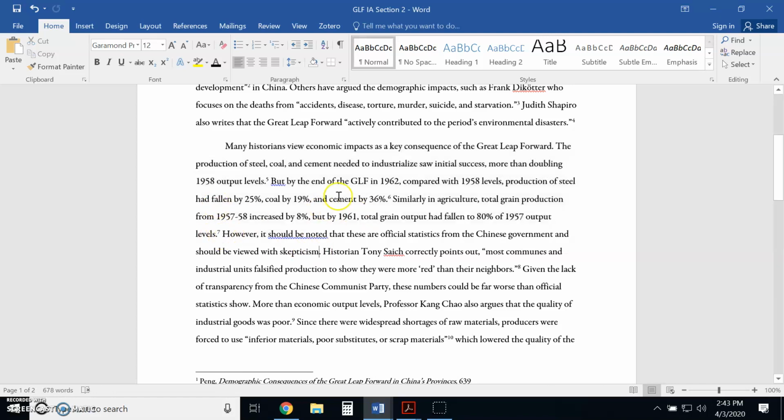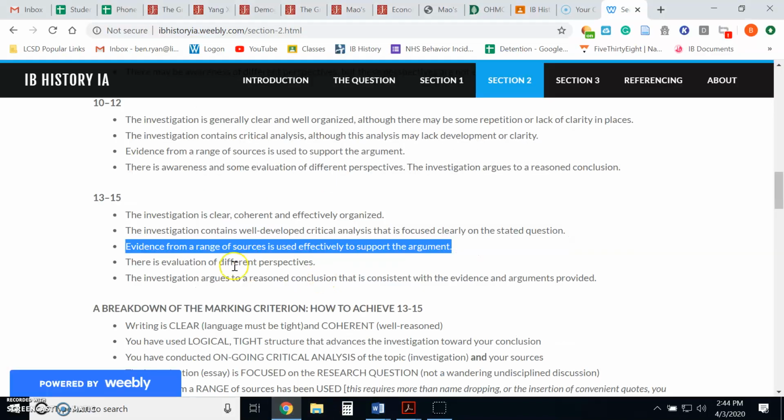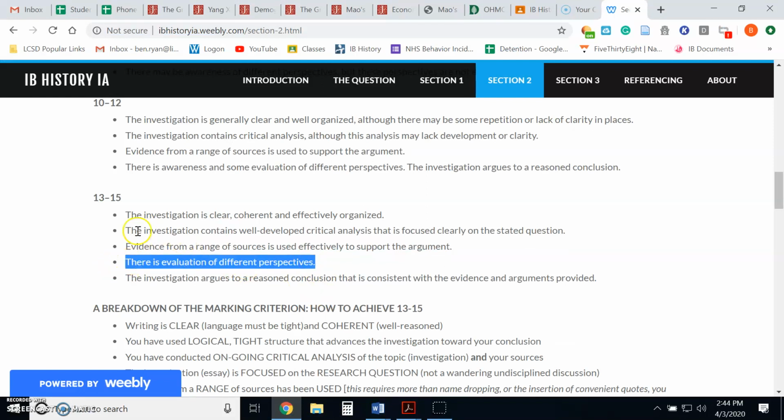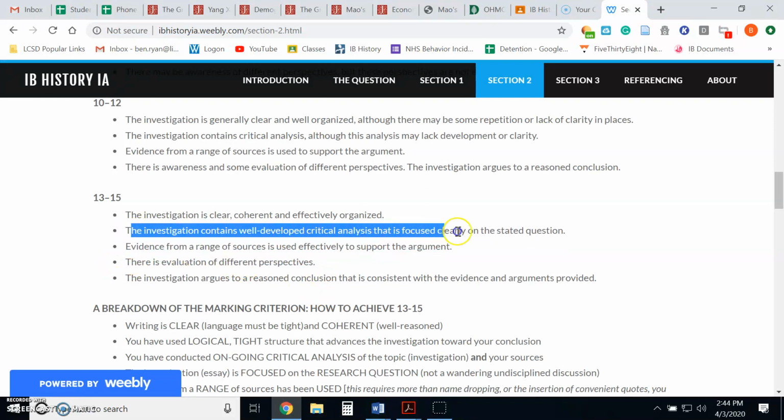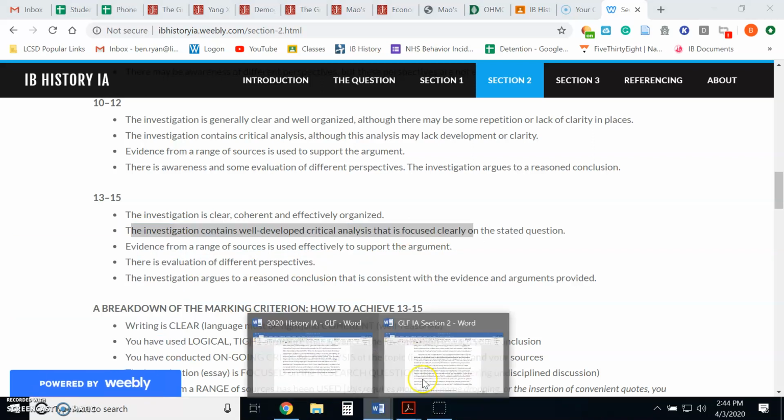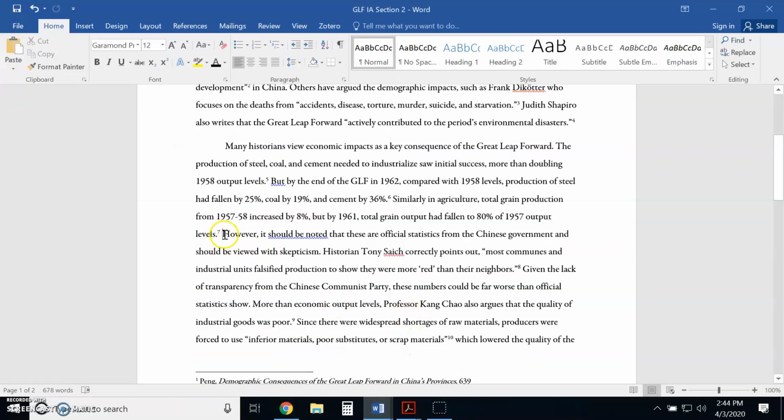So continuing, we have all these government statistics. This is where my own thoughts come in. This is where you are hitting the evaluation of different perspectives and well-developed critical analysis. So let's go back here. However, after I've just looked at this evidence, it should be noted that these are official statistics from the Chinese government and should be viewed with skepticism.